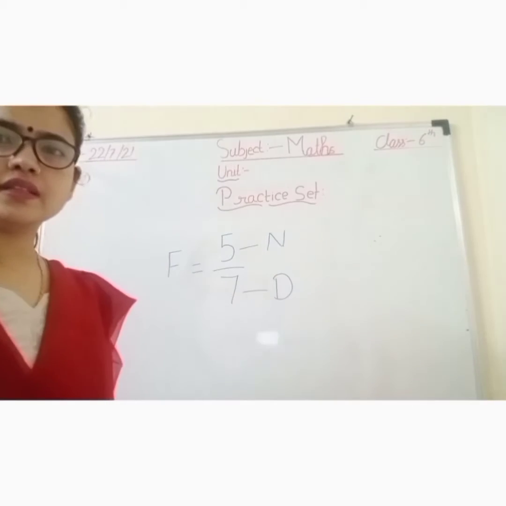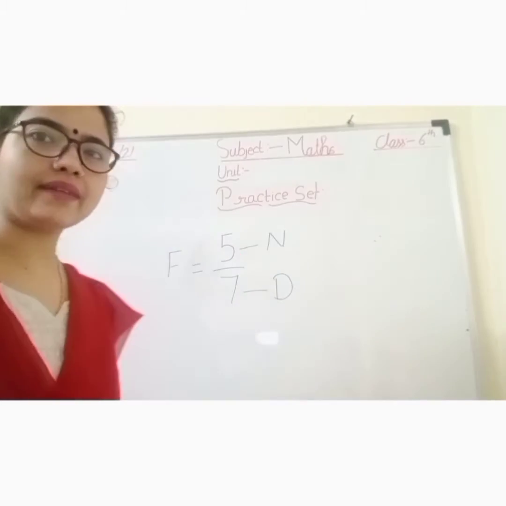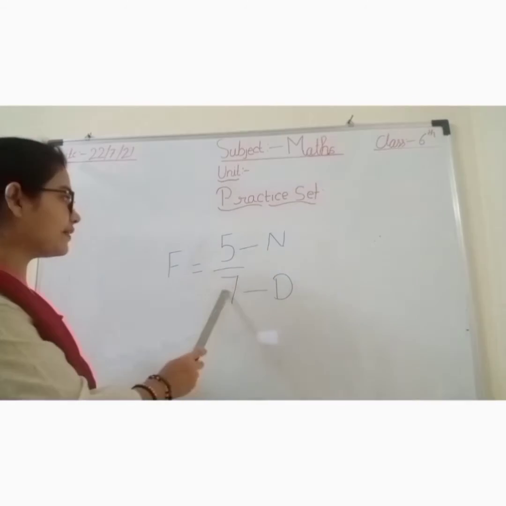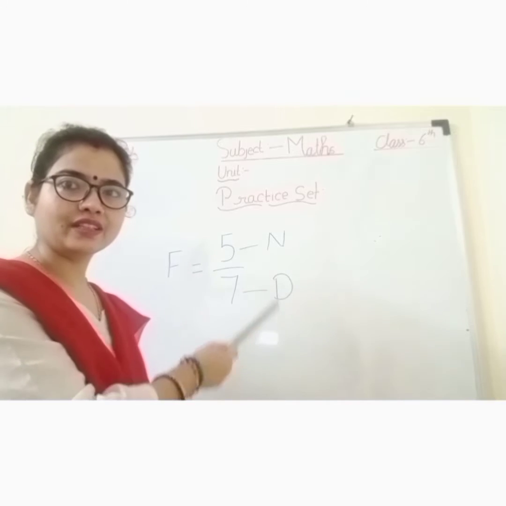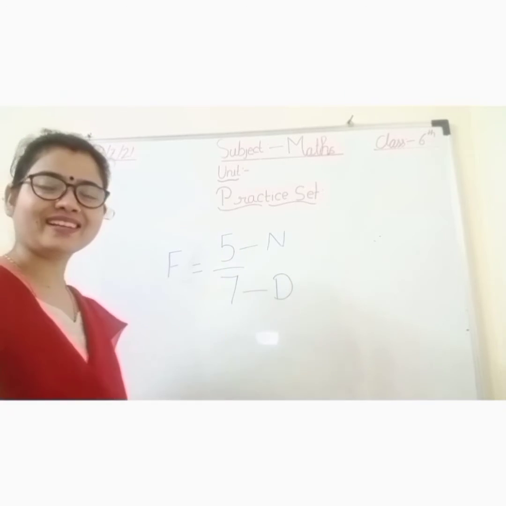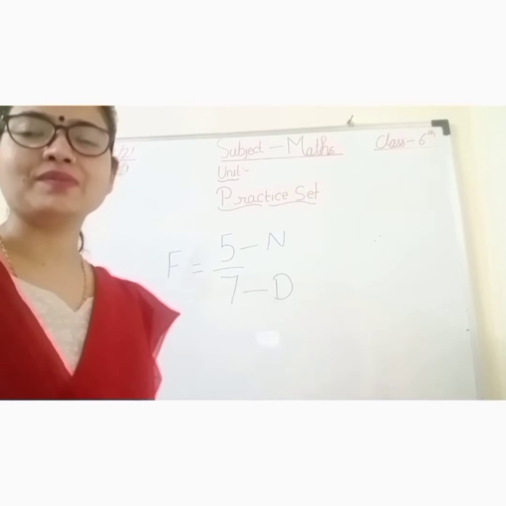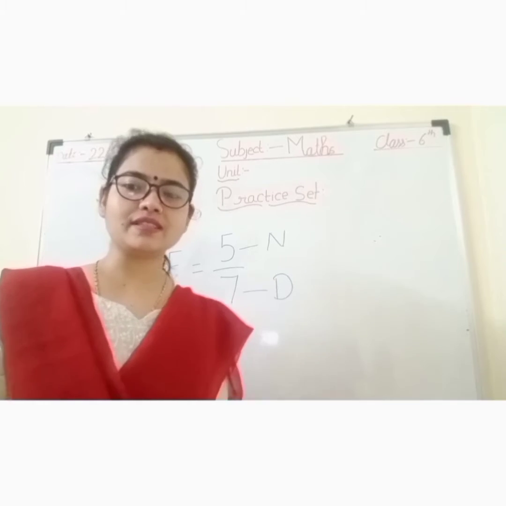See, students, I have written 5 upon 7. This is a fraction and it has a numerator and a denominator. So compare it, students. Is it right or not? Did you write it right? Okay, let's move to the next question.